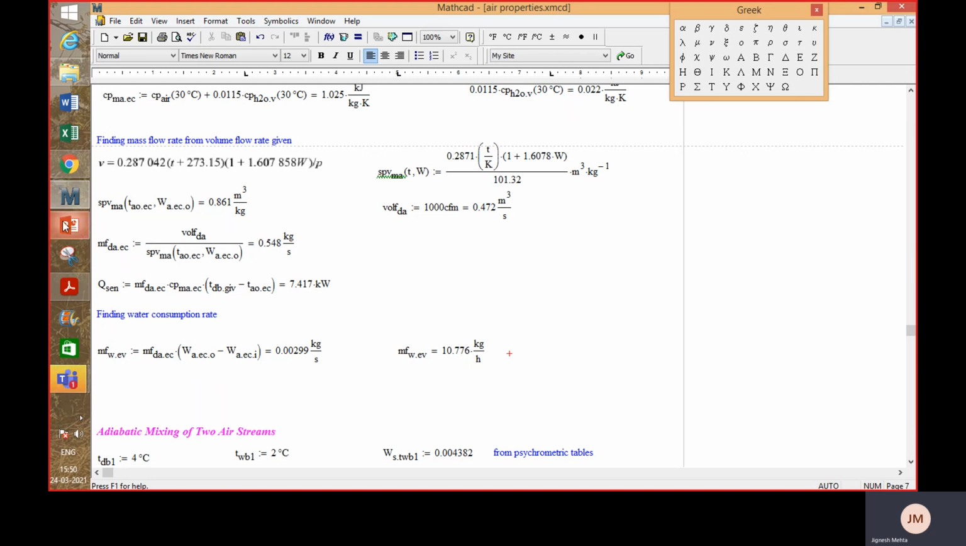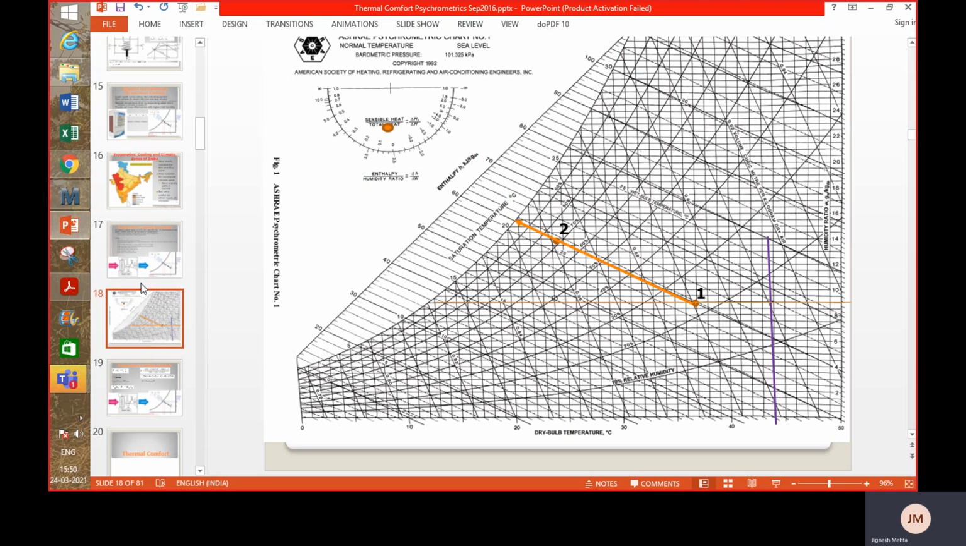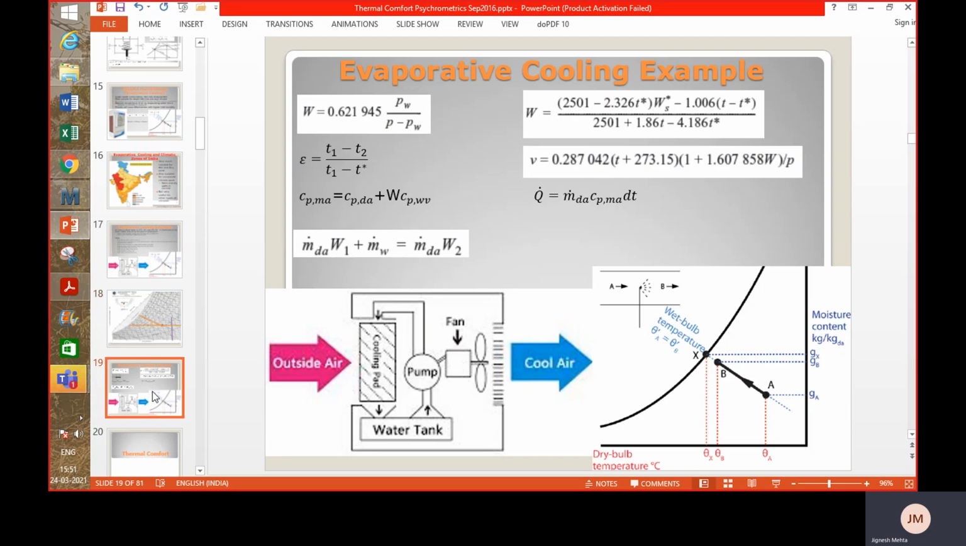So you need to add that much water into this tank every hour, right? That much water is consumed. So in this tank, you need to add that much water to compensate for the water which is going out. So with the help of this example, you could find the sensible cooling rate.